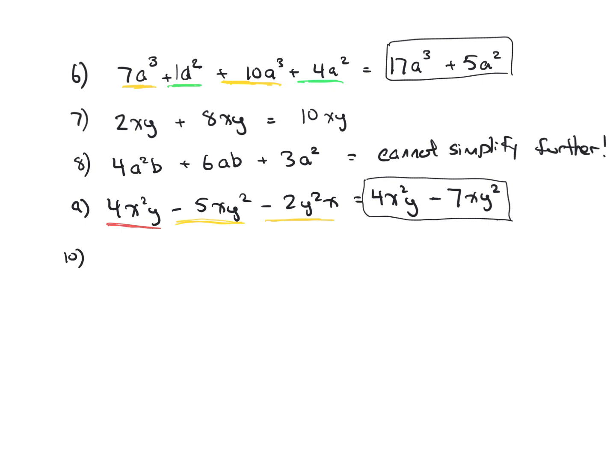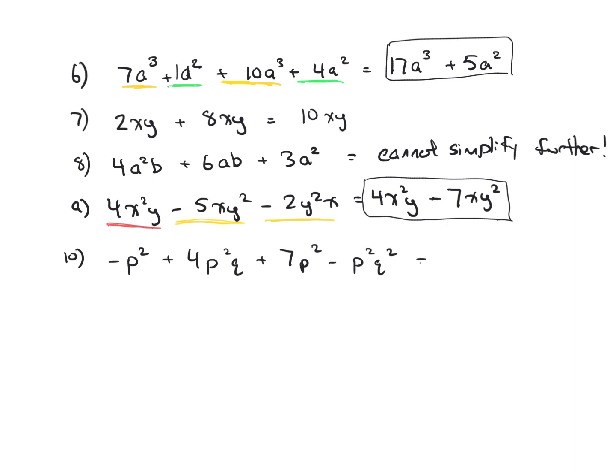I will say -p squared plus 4p squared q plus 7p squared minus p squared q squared. Okay, that'll be the last one.